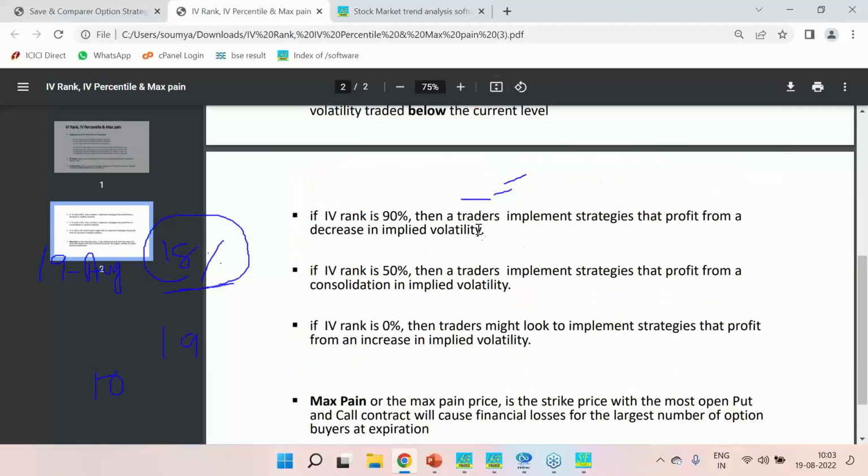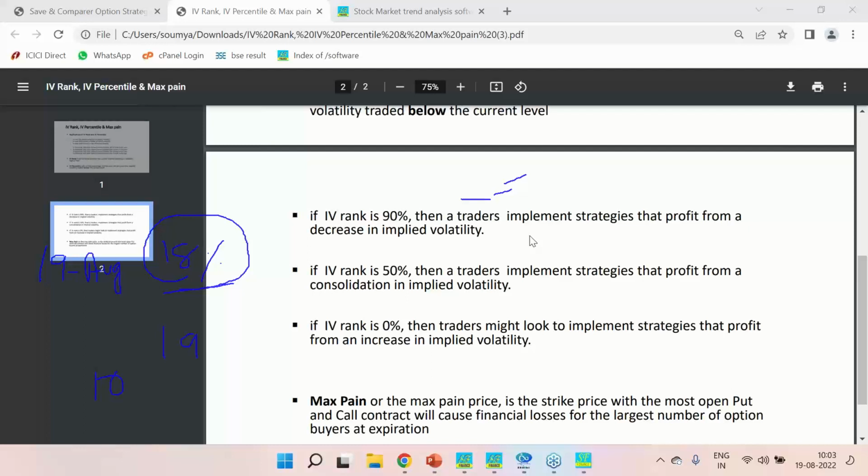For example, if the IV rank is 90%, then traders implement strategies that profit from a decrease in IV. I will repeat, if the IV rank is 90%, then traders implement strategies that profit from a decrease in IV. If it is 50%, strategies that profit from consolidation in IV. If it is 0%, strategies that profit from an increase in IV. So we are now at 36%. IV rank is 36%.